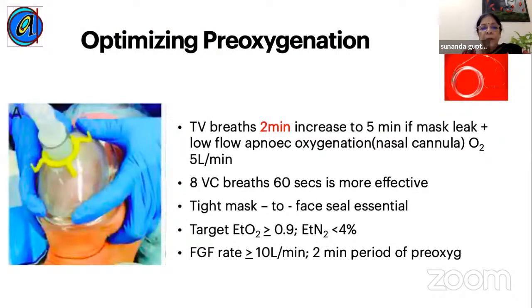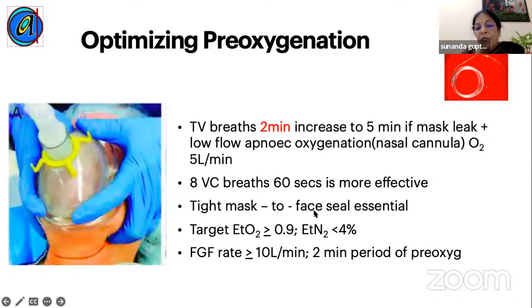How do you optimize pre-oxygenation? There are some changes which have been brought about by OAA and the DAS team. The tidal volume breaths which were given for 3 minutes have been reduced to 2 minutes and increased to 5 minutes if mask leak is present. Low flow apneic oxygenation with nasal cannula, 5 liters per minute. 8 vital capacity breaths for 60 seconds is more effective than the earlier 4 vital capacity breaths for 30 seconds.